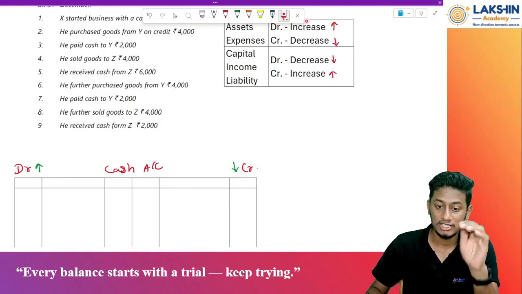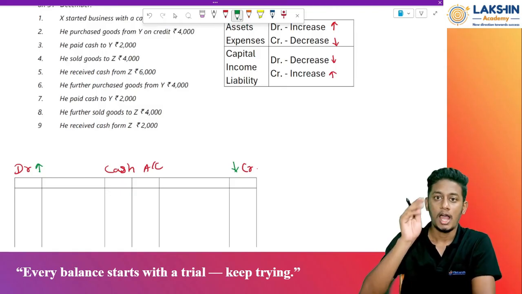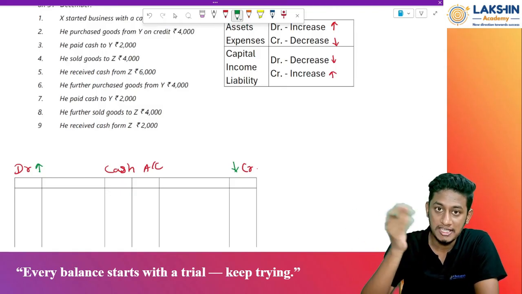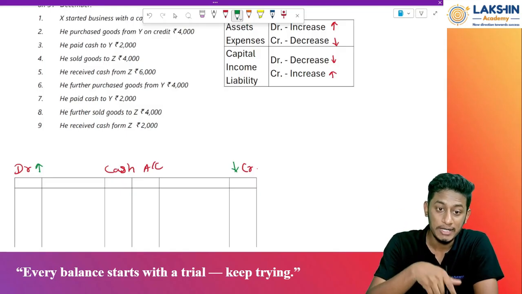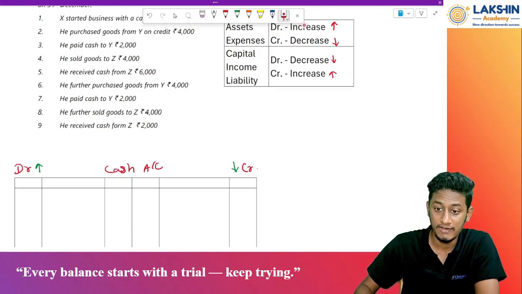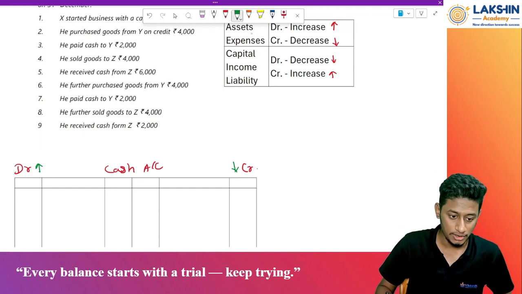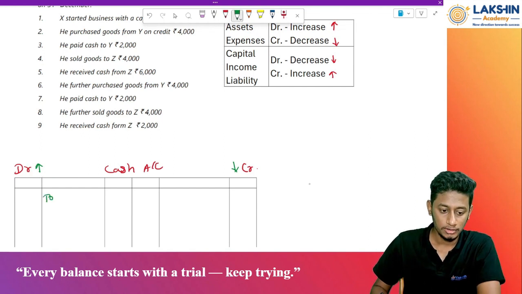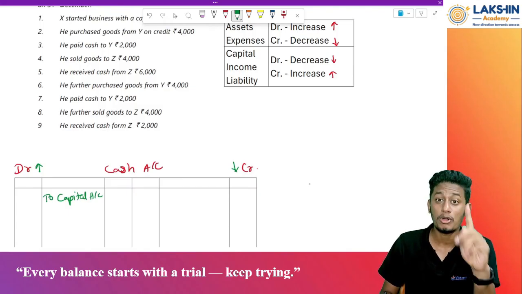Clear? Now let us look at how to pass the entry over here. Whenever cash is brought in, which is the asset, it will increase the balance of the cash. Yes, sir. Now, where to pass the entry? Because my asset, my cash, is increasing, wherever there is the increase, where will I pass the entry? On the debit side. So on the debit side, to capital account. Never ever open the same account in the same account. What do I mean by this?